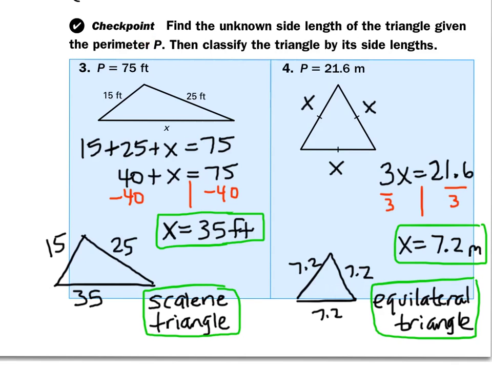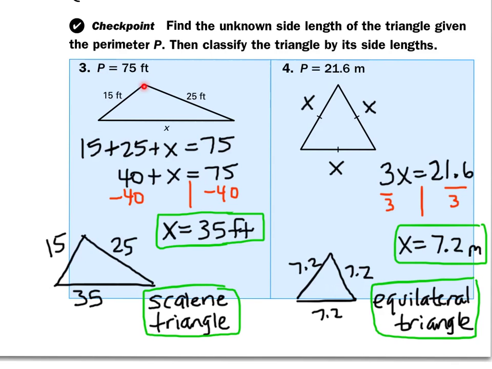Okay, take a look at the checkpoint. Find the unknown side length of the triangle given the perimeter P. Then classify the triangle by its side length. That means name it by its side lengths. So take a look at number 3. We know the perimeter is 75 feet.